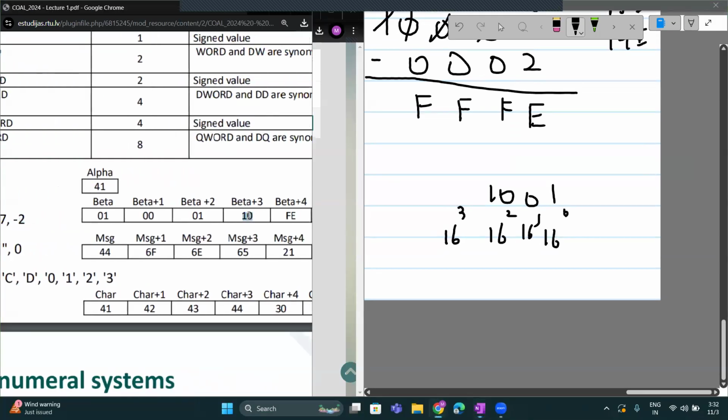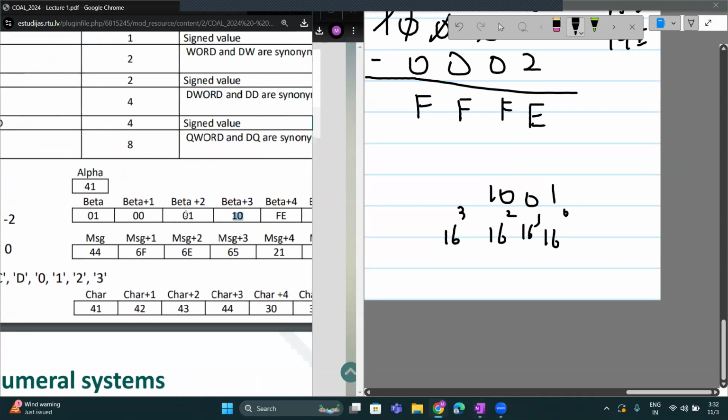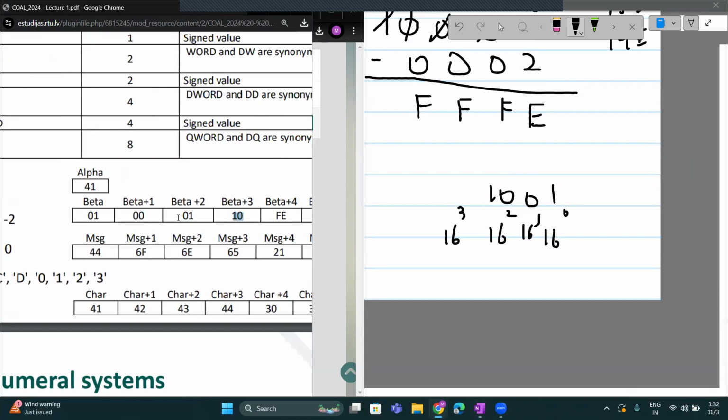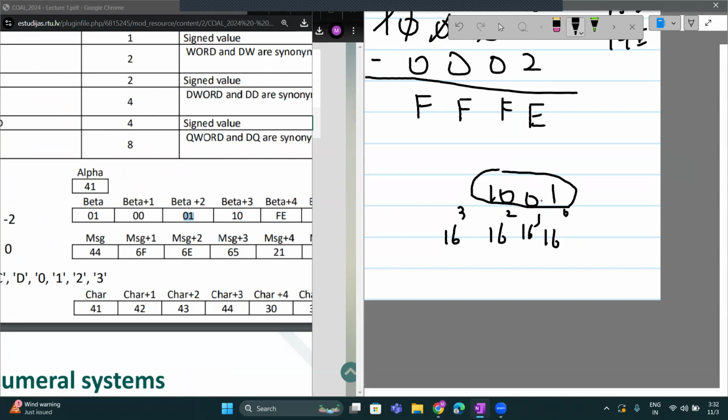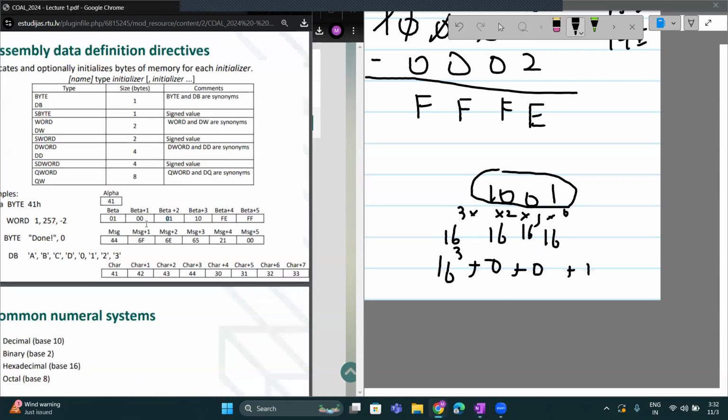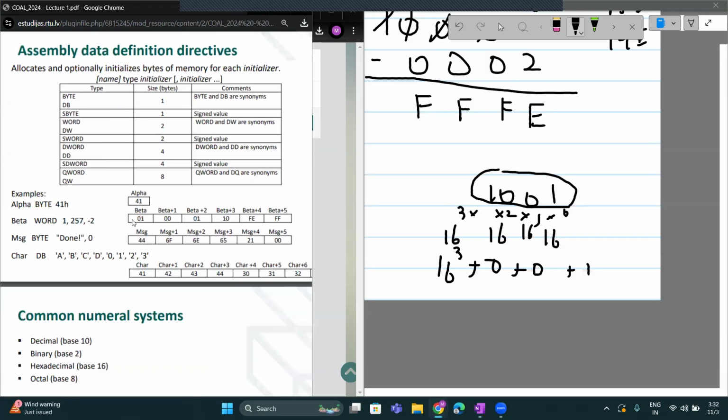So if we try to write this in normal form, it will be 1001 because it's swapped. So in the normal form, it will be like this. And if we want to convert this into decimal, you can see that 1 times 16 power 0 is 1, plus 0, plus 0, plus 16 cube.